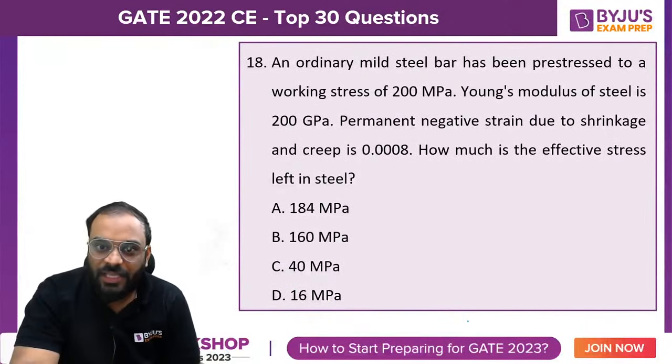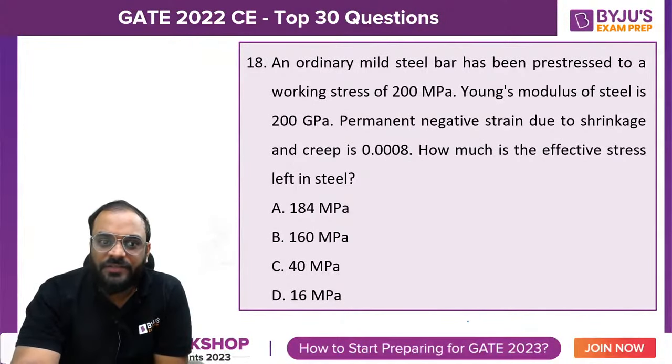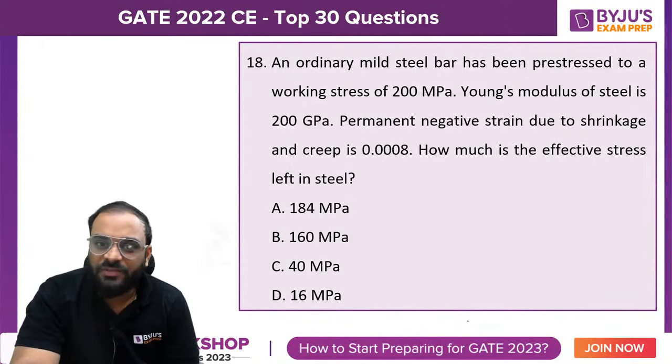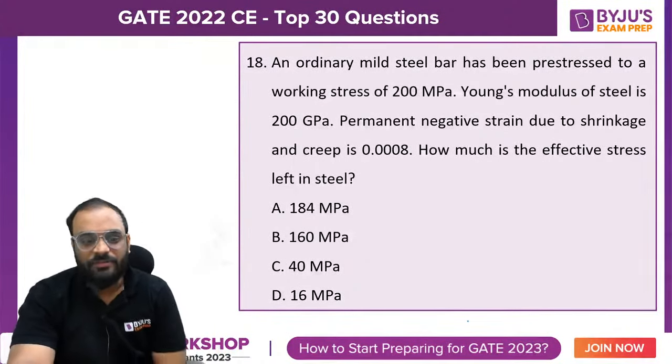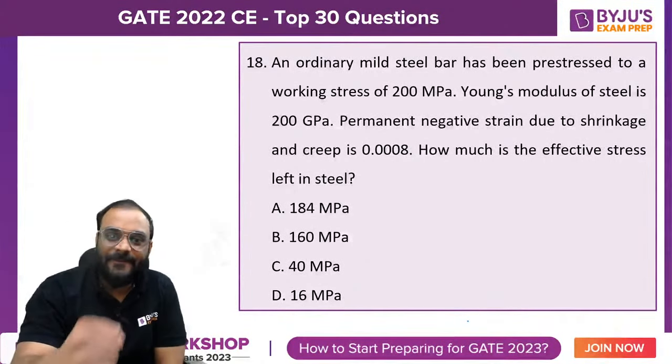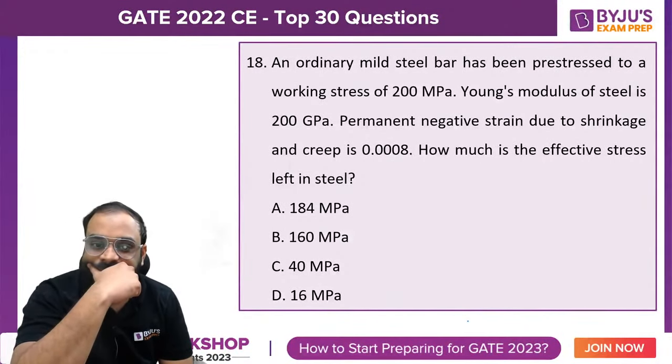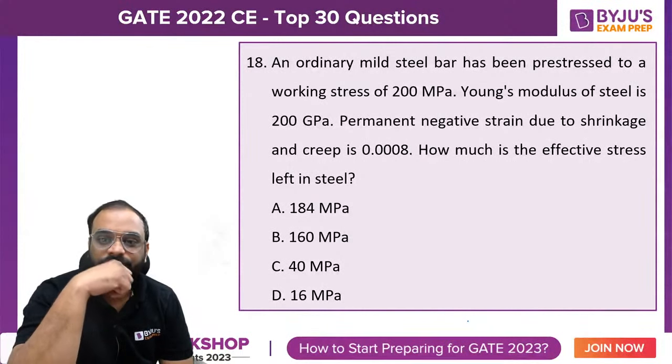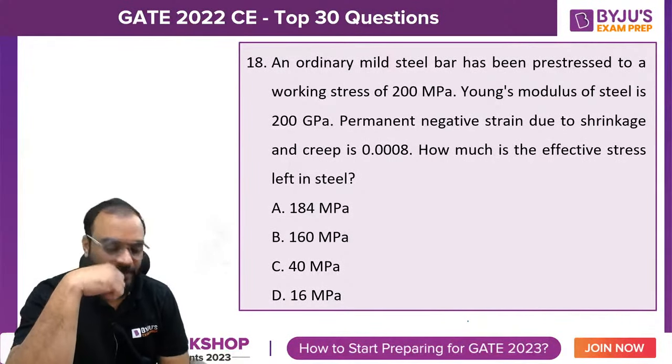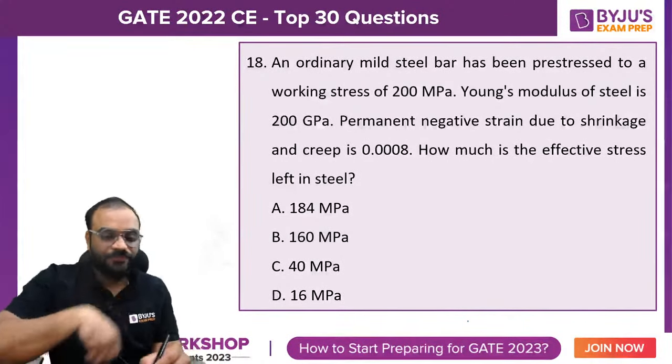Next question, a simple one, which is based on the pre-stressing condition again, in which we have a permanent negative strain due to shrinkage and creep. You need to just find out the final stress which is available in the steel. This is a 1 mark problem.